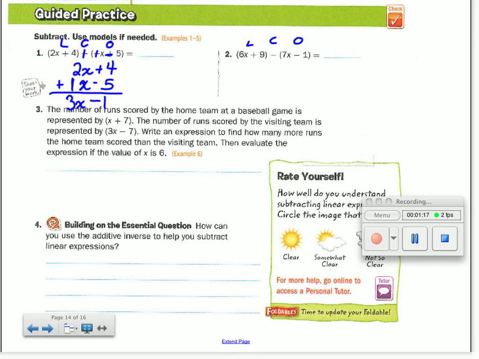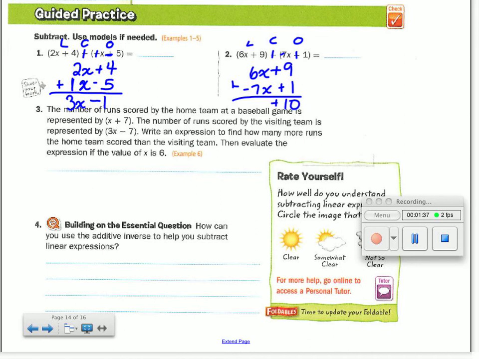So leave the first one, change subtraction to addition. The opposite of a 7 is a negative 7. The opposite of a negative 1 is a positive 1. So we're going to rewrite this, and everyone has to rewrite it. Up and down, plus a negative 7x plus 1. So 9 plus 1 is 10.